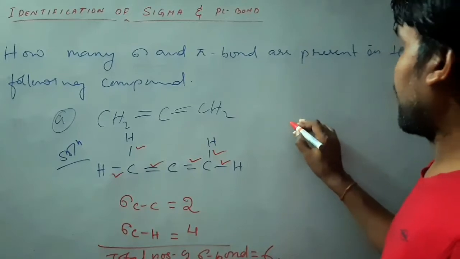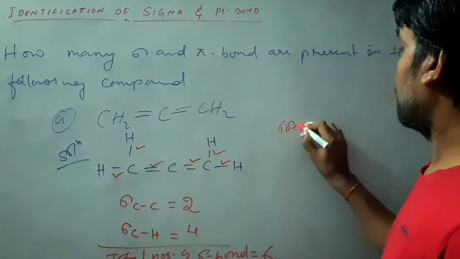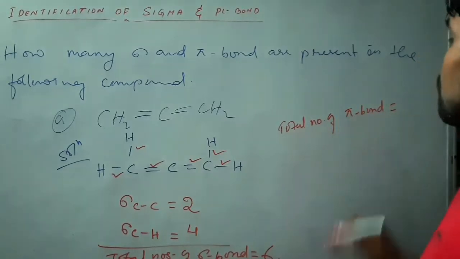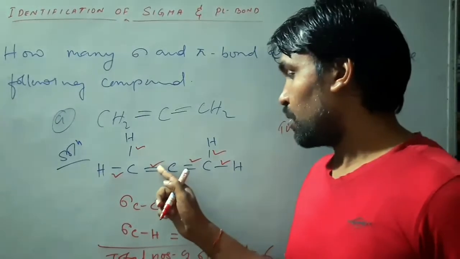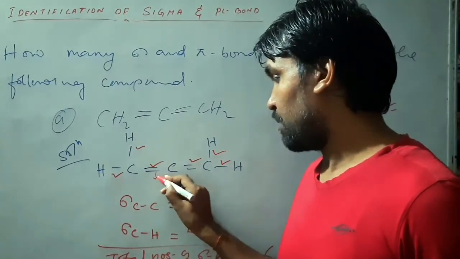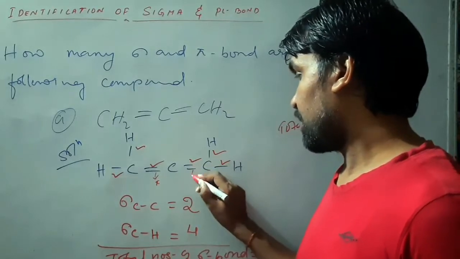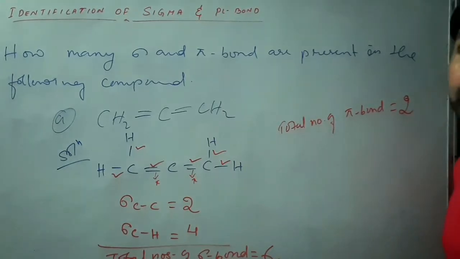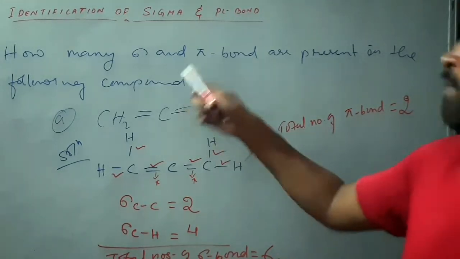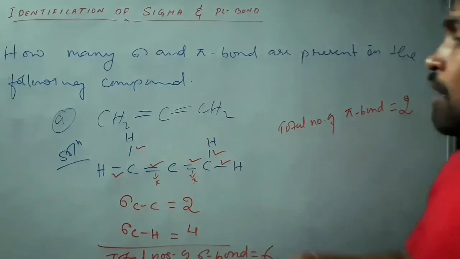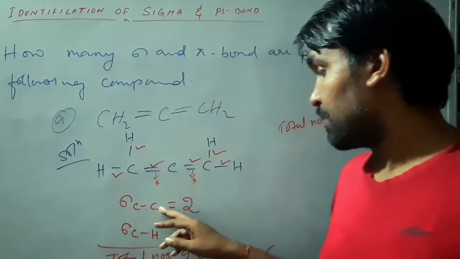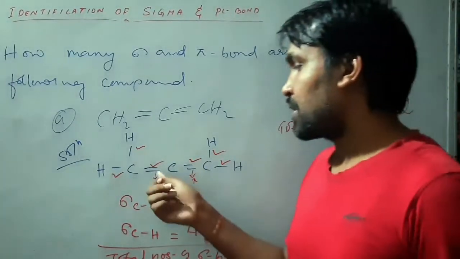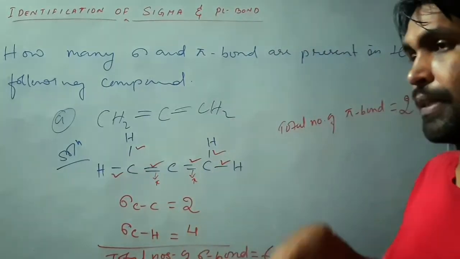Now let us try to find out the total number of pi bonds. So we'll write here total number of pi bonds equals, so in this double bond, one was sigma and one will be pi. And here also one was sigma, one will be pi. So total number of pi bonds is how much? 2. So done this question. This is what they are asking, how many sigma and pi bonds are present in the following compound. Again I am repeating it, dear students, if there is a double bond, the first bond is sigma and the second bond is pi.